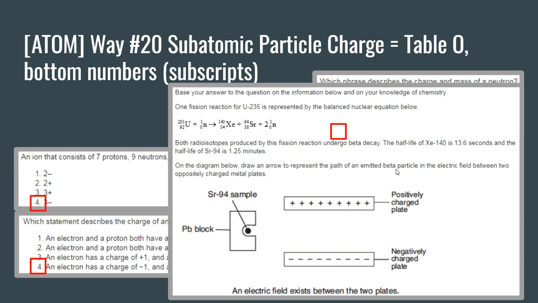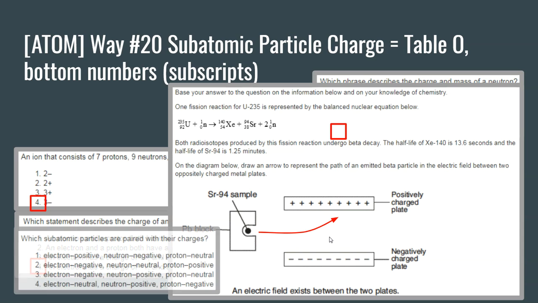Okay, given that beta particles have a negative charge, we know that opposites attract. A negative beta particle will always tend toward the positively charged plate because opposite charges attract. Therefore, you should have drawn something that looks like this.